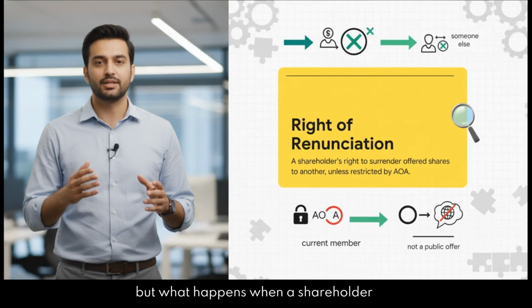All right, but what happens when a shareholder doesn't actually want to buy the shares themselves, but maybe they know someone who does? This brings us to the right of renunciation under Section 62(1)(a)(ii). When a shareholder gets that offer for rights shares, they don't just have to say a simple yes or no. They can actually say, hey, I'm passing these rights on to someone else. And the beauty of this mechanism is that it's an automatic right, unless your company's articles of association expressly prohibit it. Plus, and this is a really key point, renouncing your shares to a third party who isn't currently a member doesn't magically transform your rights issue into a heavily regulated public offer. It's simply a transfer of your existing entitlement, nothing more.